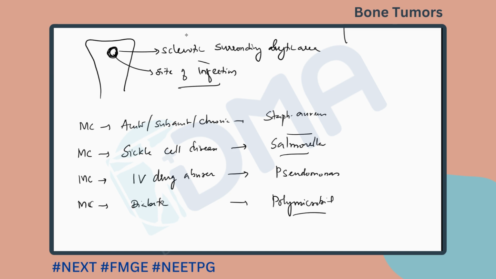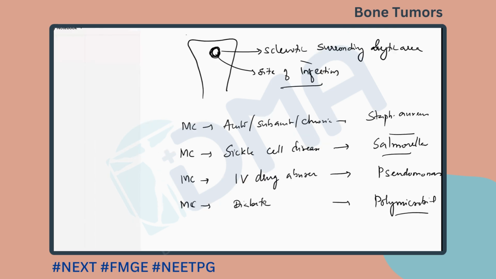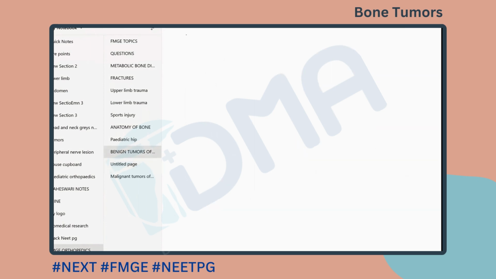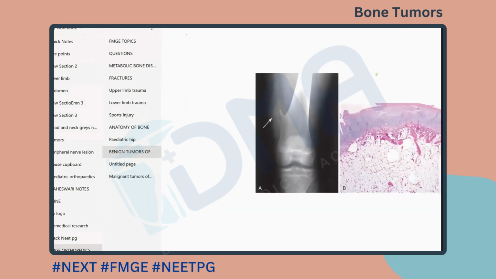We are now going to the next part, that is tumors. Tumors of the bone. Normally, tumors can arise either from an epithelial cell, or from cells of the connective tissue.